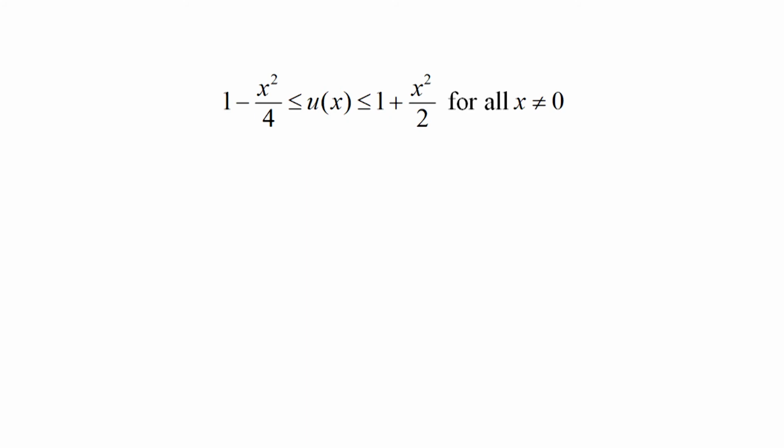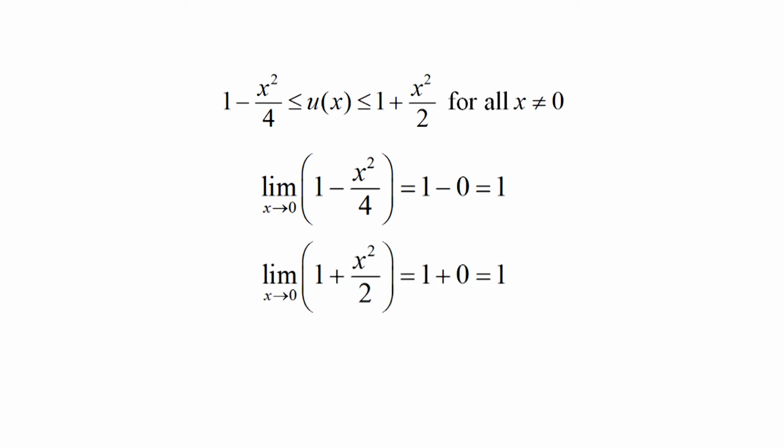As an illustration of the sandwich theorem, we find limit of u of x as x approaches 0 if 1 minus x square upon 4 is less than or equal to u of x less than or equal to 1 plus x square upon 2 for all x not equal to 0. Since limit of 1 minus x square upon 4 as x approaches 0 is 1 minus 0 equal to 1 and limit of 1 plus x square upon 2 as x approaches 0 is 1 plus 0 equal to 1, the sandwich theorem implies limit of u of x as x approaches 0 is 1.